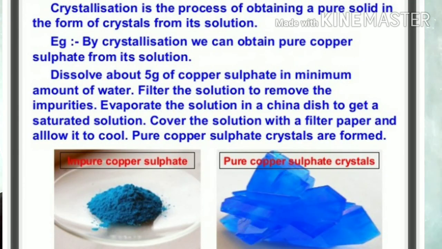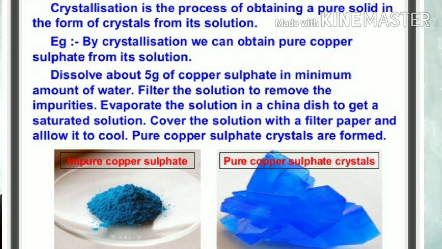We'll see the next technique called purification of solid by crystallization. We know very well crystallization is the process of obtaining a pure solid in the form of crystals from its solution. In the same method we are obtaining our crystallized salt. By this method, crystallization, we can obtain pure copper sulfate from its solution.